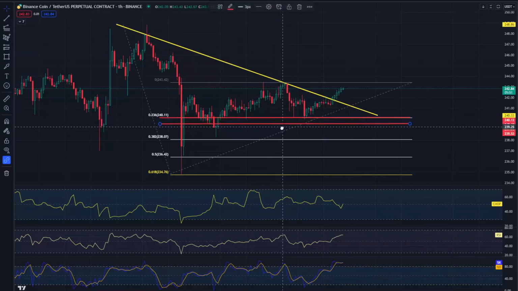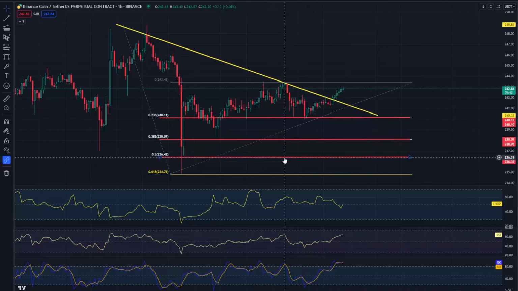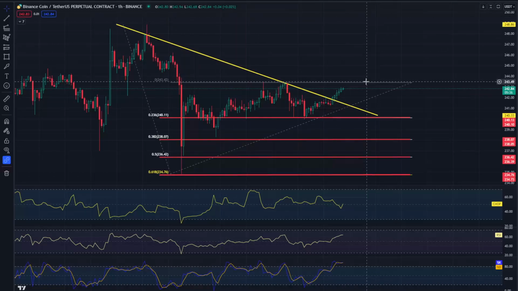A second support at $238.07, a third support at $236.42, and then a very strong support at a price of $234.76, which is located at the so-called golden Fibonacci point.